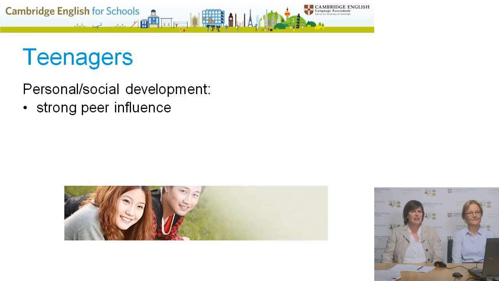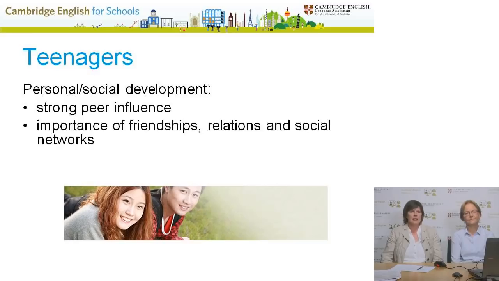At this age, in their development, there's often a strong peer influence when it comes to likes and dislikes, preferences and sympathies, and preoccupations, as you've mentioned. So, for example, in the choices young learners or teenagers make related to clothes, music, linguistic behavior, their physical appearance, and leisure activities. Teenagers place huge importance on friendships, relations with others, and social networks, as this is when young people are building their identity.